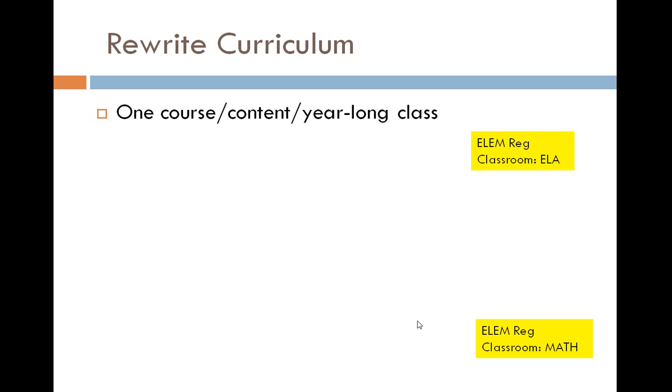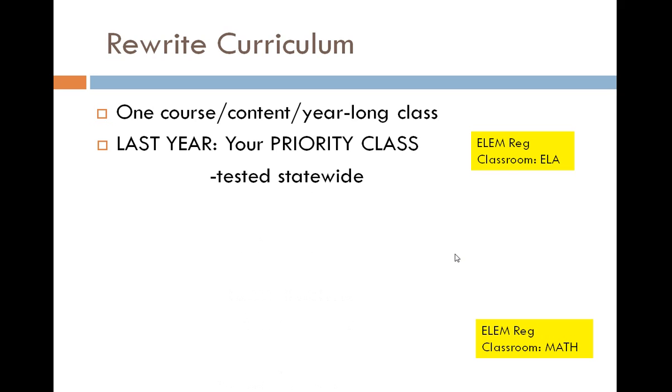So last year and this year, we chose one course or content or year-long class on which to rewrite our curriculum to organize into these units. Last year you chose your first priority class, so for the elementary regular classrooms that have multiple content, we decided that we would all work on ELA. How you decide on your priority class is it's probably something that's tested statewide. If you don't have anything that is tested statewide, then it would be something that perhaps is tested shortly after you.